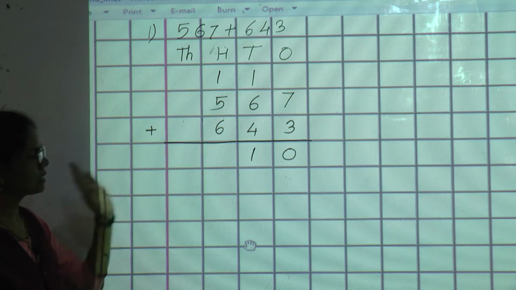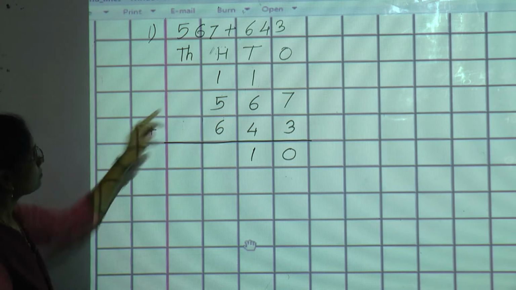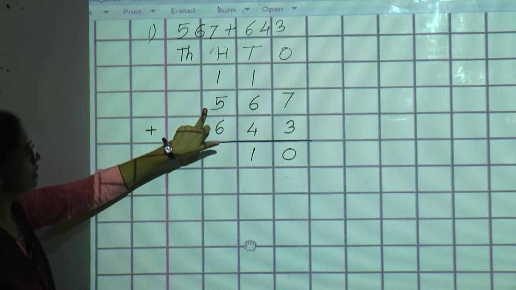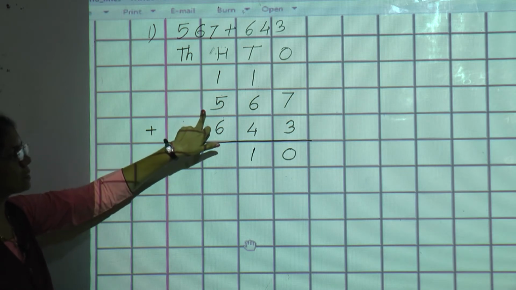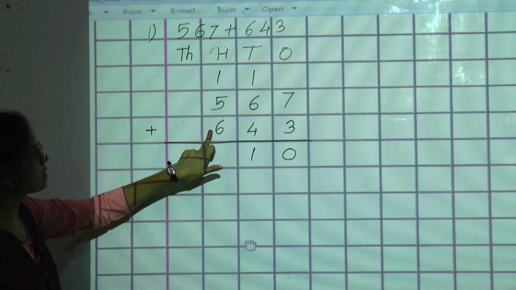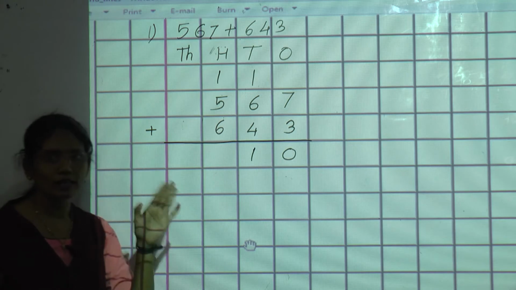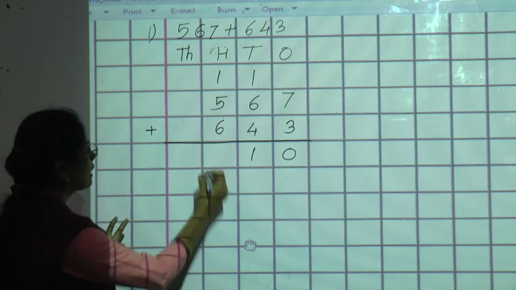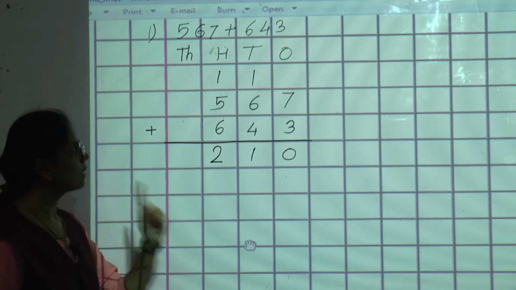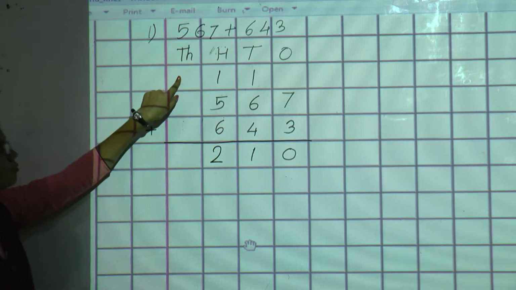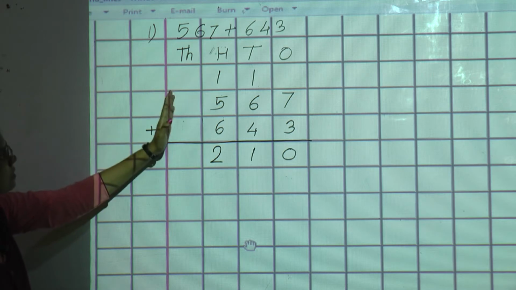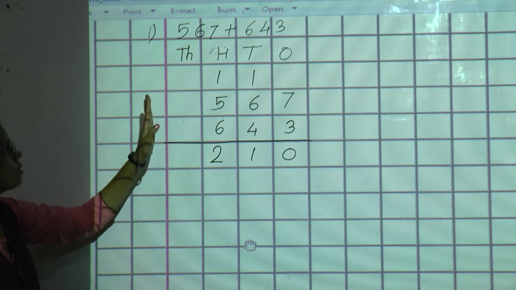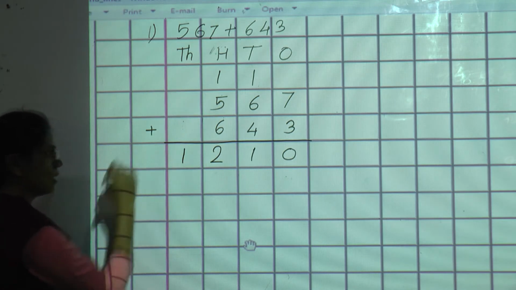Now see these hundreds place digits. At hundreds place 1 is there, and here 5 is there. So 1 plus 5, 6. 6 plus 6, 12. Now 12 hundreds means 200 and 1000. So at hundreds place we will write 2 and we will give 1 carry here, but see students, here no numbers are there. So directly we can write here 1.